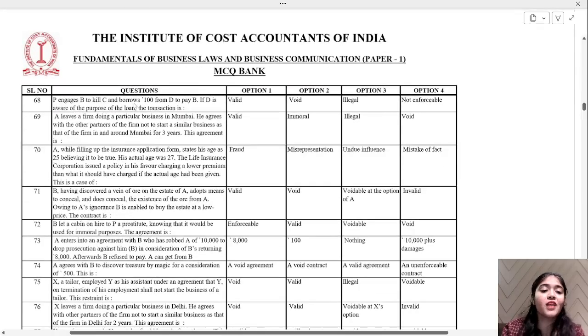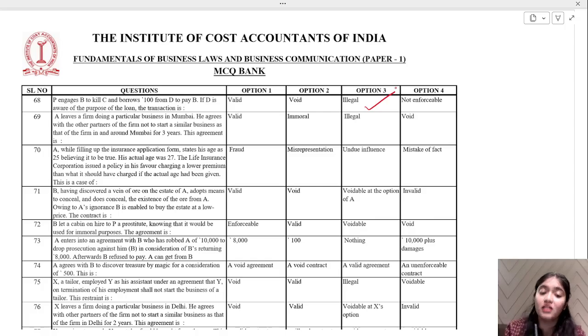Okay. P engages B to kill C and borrows 100 from D to pay B. If D is aware of the purpose of the loan, the transaction is valid, void, illegal, or not enforceable. Tell me what it can be. That is an illegal agreement. You know already the purpose is not legal. Then why are you lending the loan?